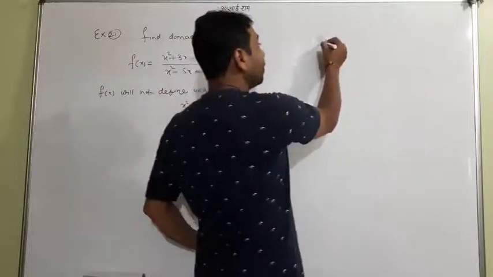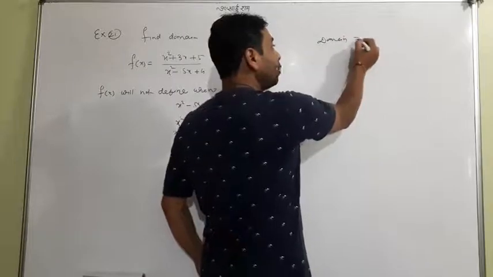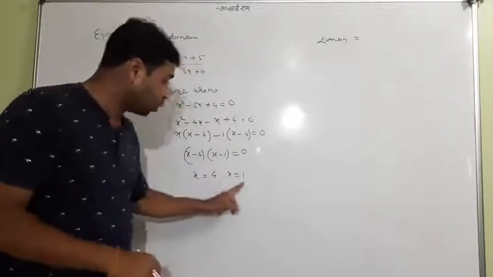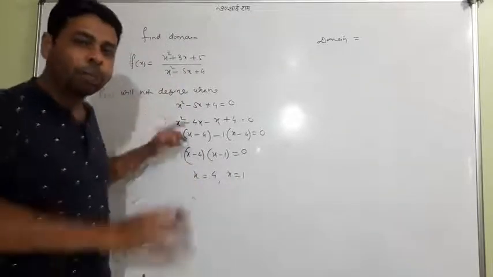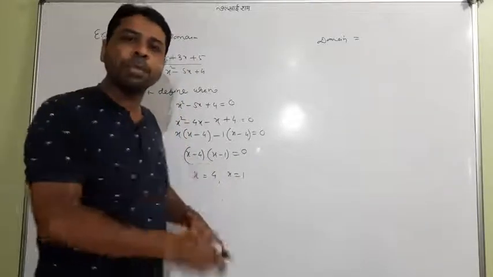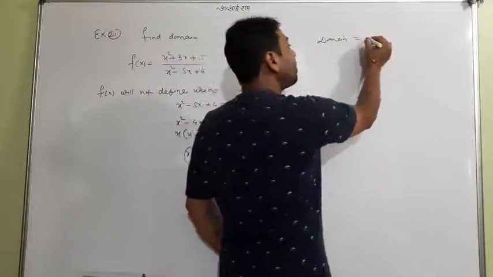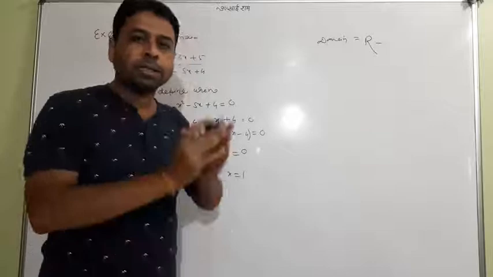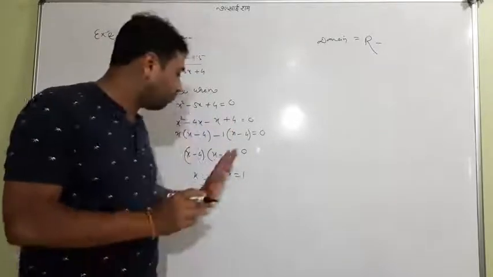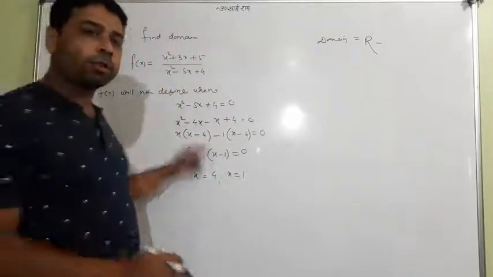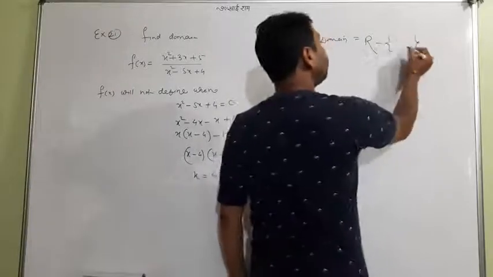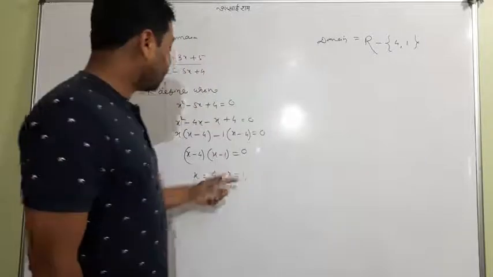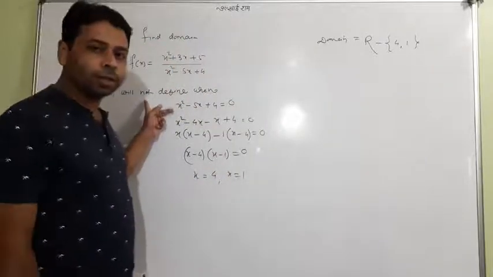So what is the domain? I taught you that the domain is the set of values of x for which the function is defined, and for these two values the function is not defined. What is the meaning of that? The domain can be the set of real numbers, but for these two values the function is not defined. So I exclude these two values from the set of real numbers, because for them the function was not defined.